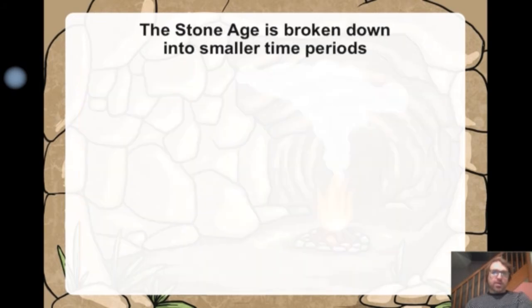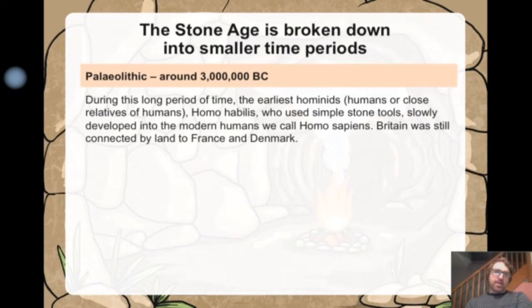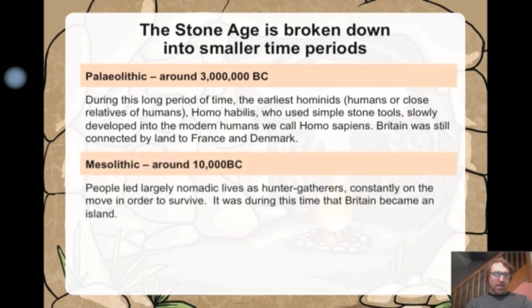The Stone Age is broken down into smaller time periods. So you've got the Paleolithic, around 3 million BC. During this long period of time, the earliest hominids, humans or close relatives of humans, the Homo habilis, who used simple stone tools, slowly developed into the modern humans we call Homo sapiens. Britain was still connected by land to France and Denmark.